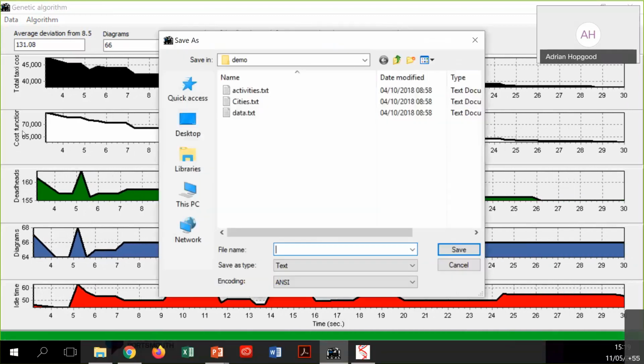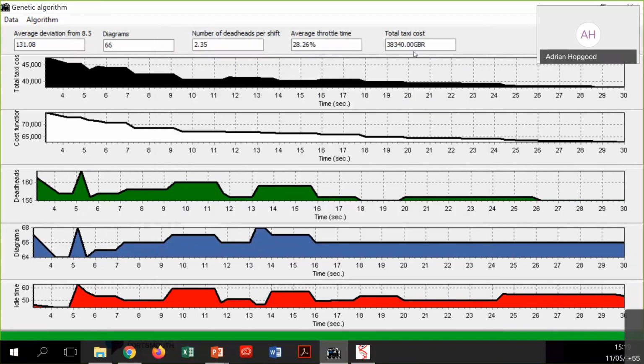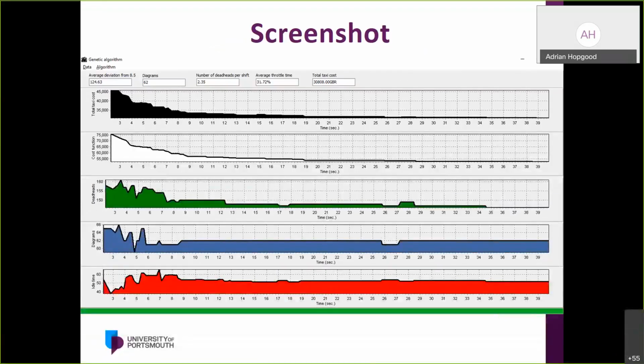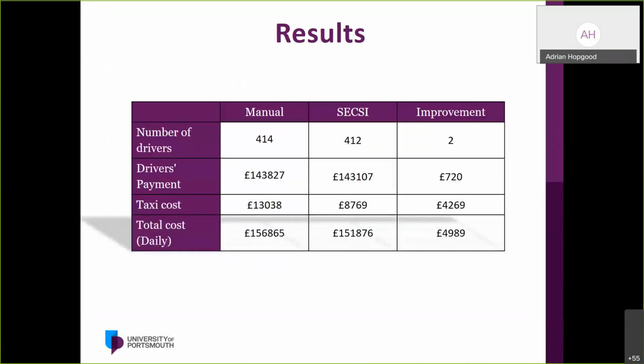Okay, and as that was running, you see some of these factors going down: taxi costs going down, number of deadheads, etc. So that was the screenshot. And now let's look at what that means in practice.